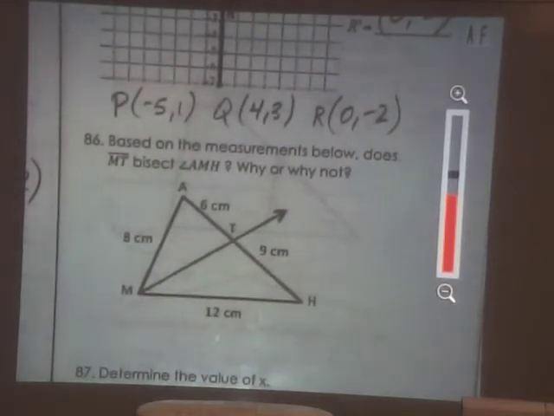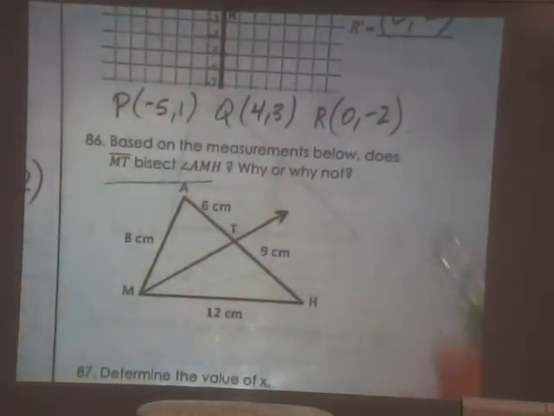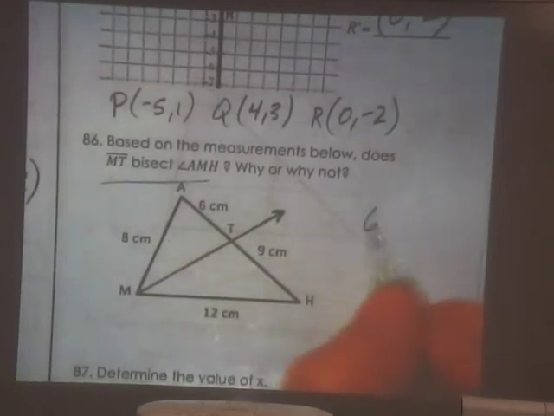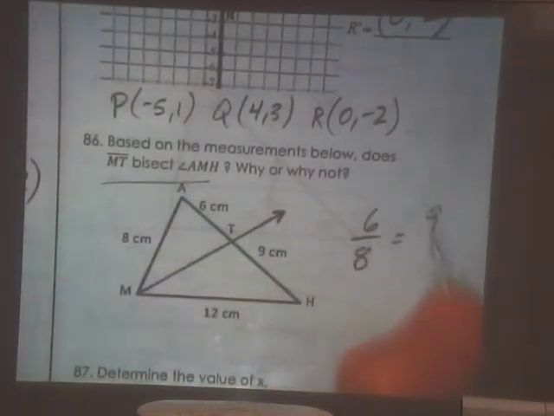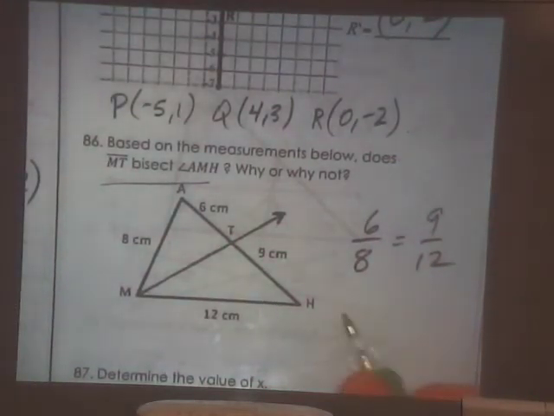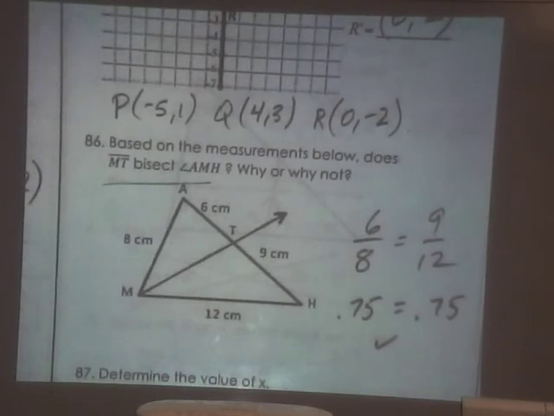So we have an angle bisector. That's the important part. MT bisects the angle AMH. So now I know we can set up proportions. We want to know if this is a bisector. So 6 over 8, does that equal 9 over 12? What's 6 divided by 8? 0.75. And what's 9 divided by 12? 0.75. So it is an angle bisector.